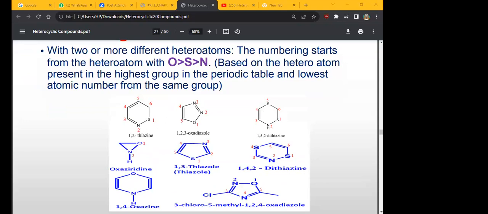Let's use this as an example. We see here, we've said sulfur will have more priority than nitrogen. So we start counting from where sulfur is, followed by the next heteroatom. So 1, 2, 3, 4, 5, 6. So 1,2-thiazinane: thia because of the sulfur, az because of the position of the nitrogen, and inane because it's a 6-membered saturated ring.